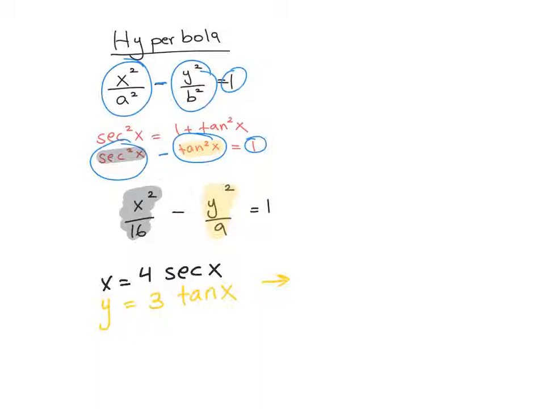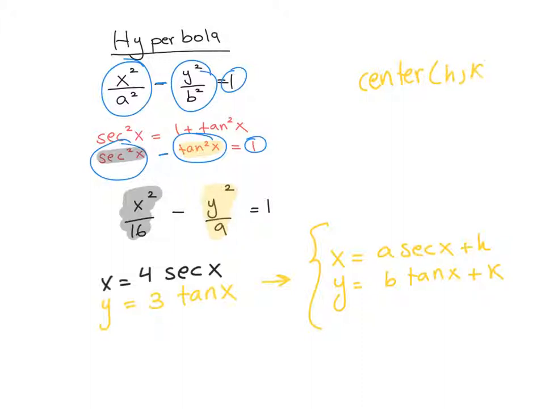So can I come up with the rule that x is equal to a secant x and y equals b tangent x for hyperbolas, where I can add the h value and the k value of the hyperbola, where h is the x value of the center and k is the y value of the center. So then that is going to be my parametric equation for hyperbolas.